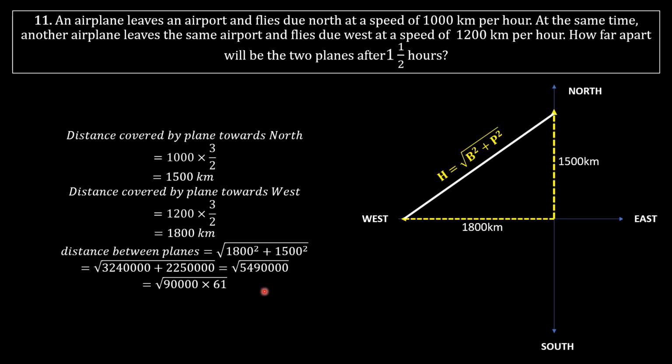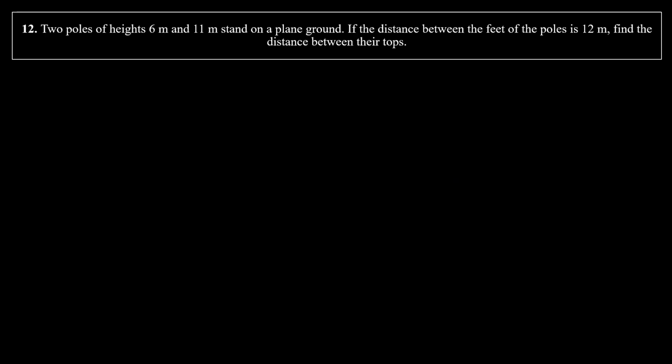And these four zeros will be here. Square root of four zeros is two zeros. So this comes out to 90,000 into 61. Square root of 90,000 comes out to be 300, and 61 as it is under root. So the distance between the planes comes out to be 300 into under root 61 kilometer, right?